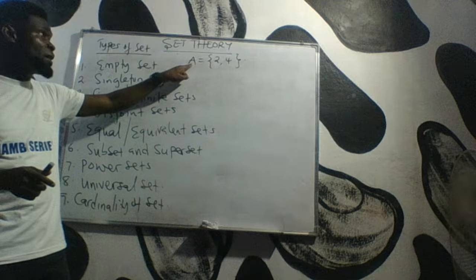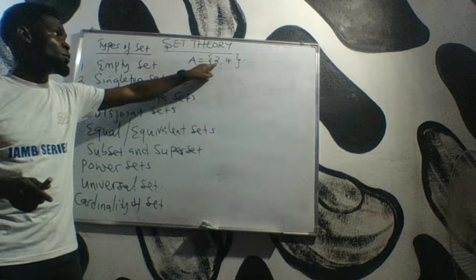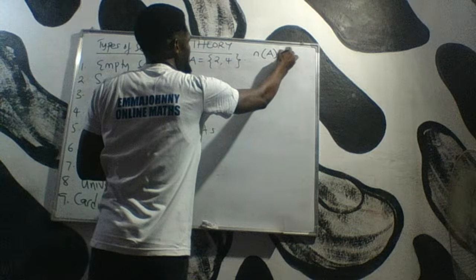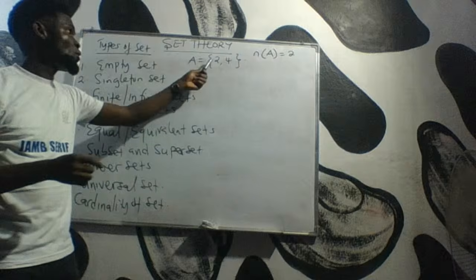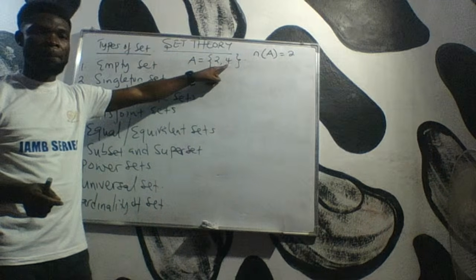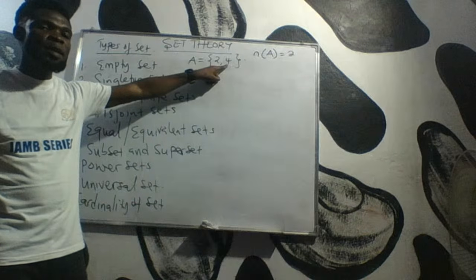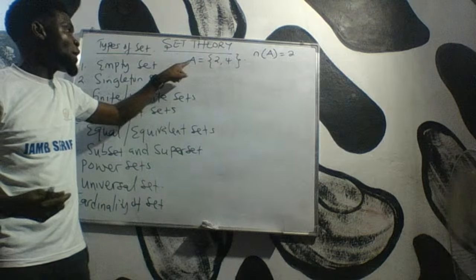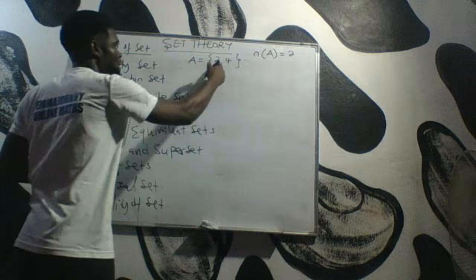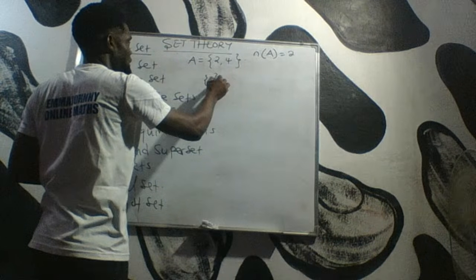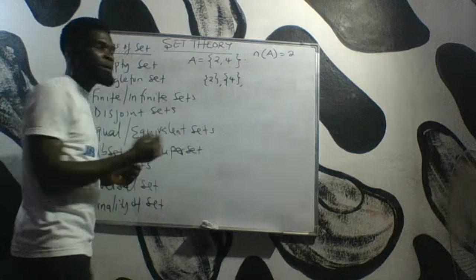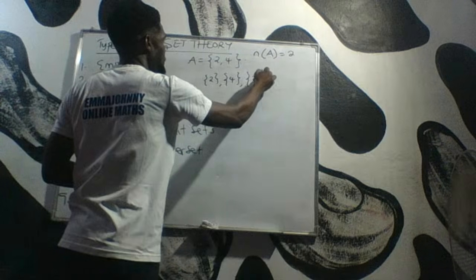Don't forget, the cardinality of set A, that is the number of elements in set A, is simply 2. Since the cardinality of set A is just 2, how many subsets can I derive from set A? Let's see. First, we get {2}, that is a set. Next, we have {4}. Next thing is {2, 4}.